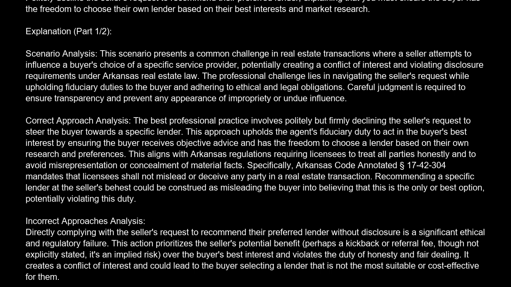Incorrect approaches analysis. Directly complying with the seller's request to recommend their preferred lender without disclosure is a significant ethical and regulatory failure. This action prioritizes the seller's potential benefit, perhaps a kickback or referral fee, though not explicitly stated. It's an implied risk over the buyer's best interest and violates the duty of honesty and fair dealing. It creates a conflict of interest and could lead to the buyer selecting a lender that is not the most suitable or cost-effective for them.